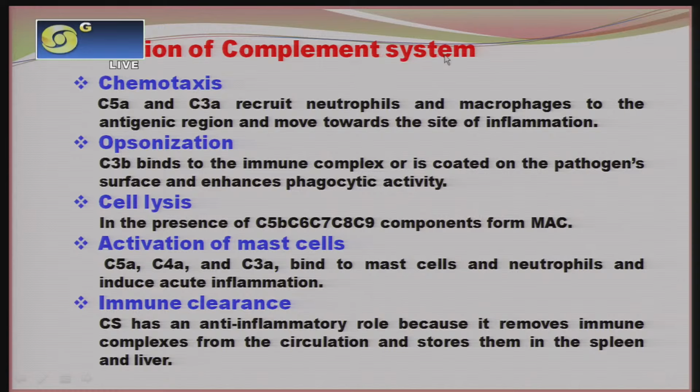What is the function of the complement system? There are five functions of the complement system. One is chemotaxis, second is opsonization, third is cell lysis, fourth is activation of mast cells, and fifth is immune clearance. So the complement system is involved in the killing of pathogens by several mechanisms like chemotaxis, opsonization, cell lysis, activation of mast cells, and immune clearance.